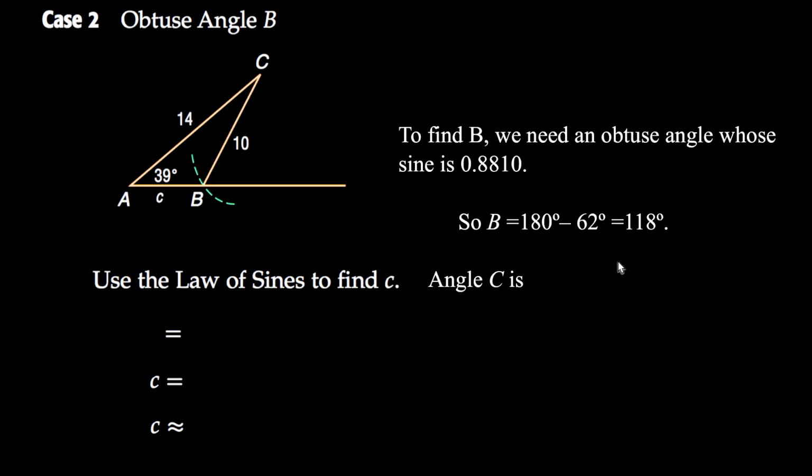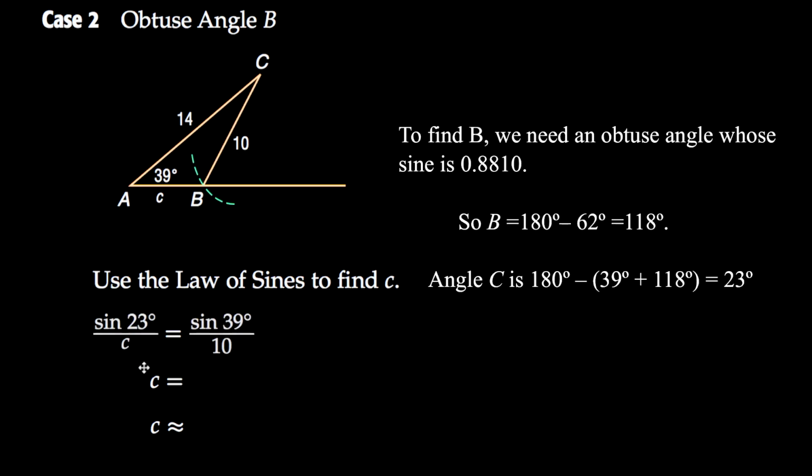So now that we know angle B, we can get angle C, right? Angle C is 180 minus the sum of 118 plus 39, so that's 23 degrees. We can use the law of sines to find side c. So we can say the sine of A over a is equal to the sine of C over c. Cross multiplying, we get c times the sine of 39 equals 10 times the sine of 23. So 10 sine 23 divided by sine 39 gives us side c, which is about 6.2.